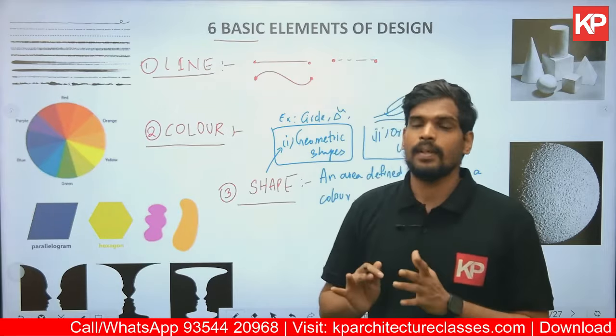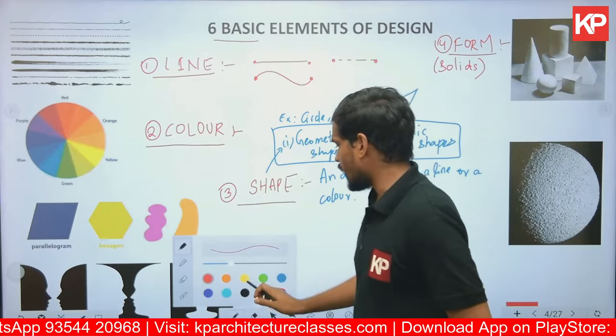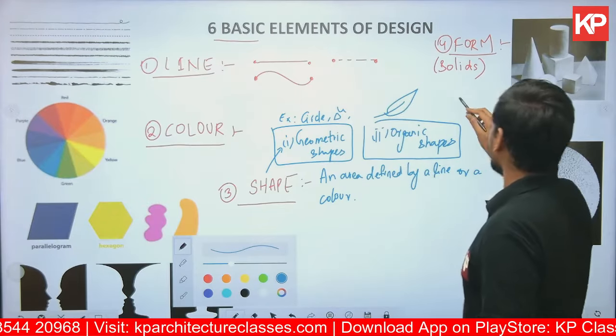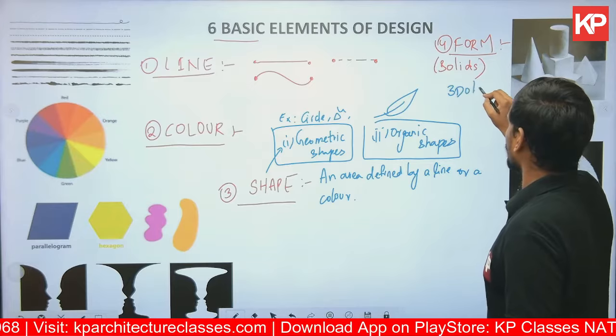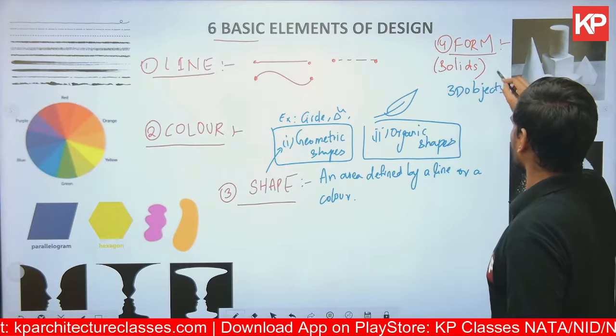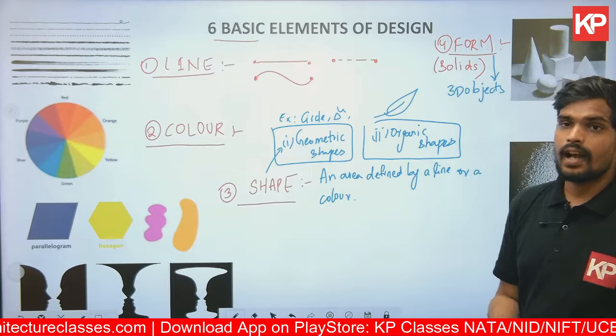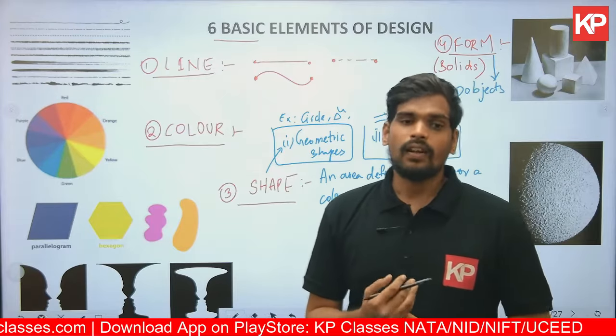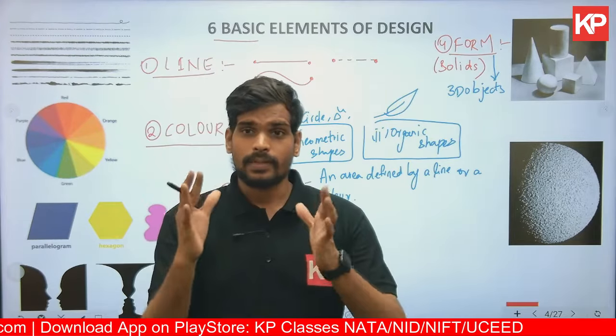Now that brings us to the fourth element of design. This is form. Form is a 3D object. Form is also sometimes referred to as solids. So solids or forms are basically 3D objects. How do you create a 3D object? How can you draw it?